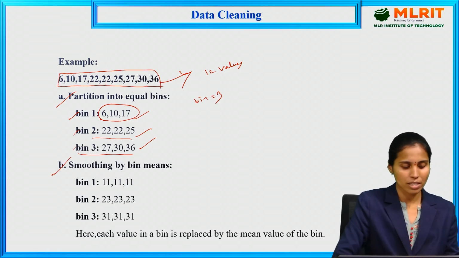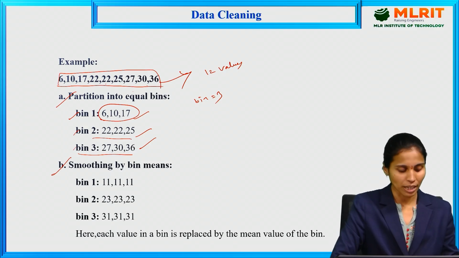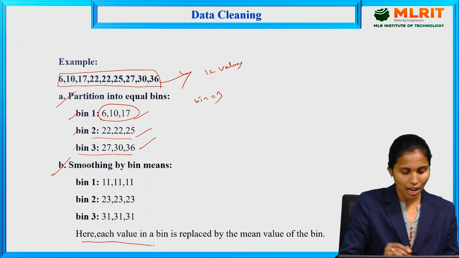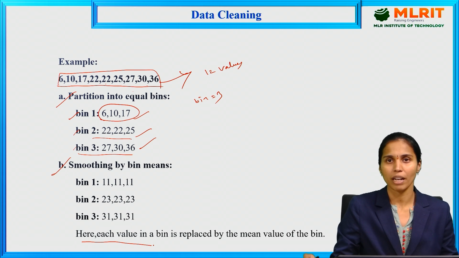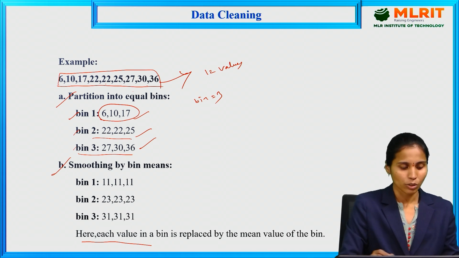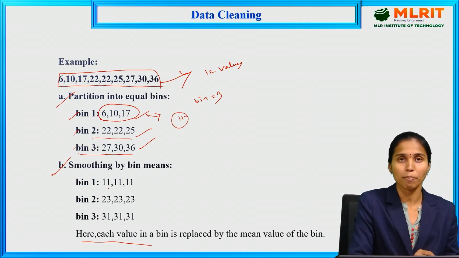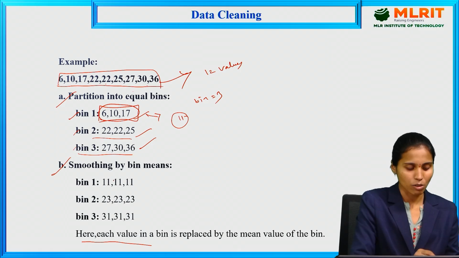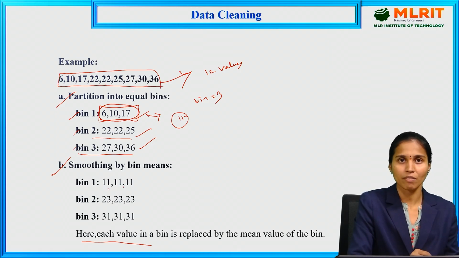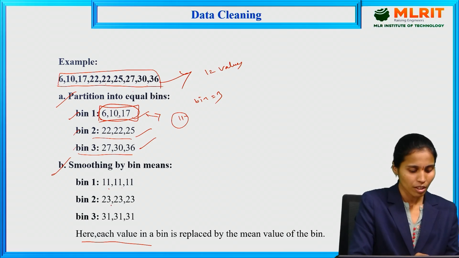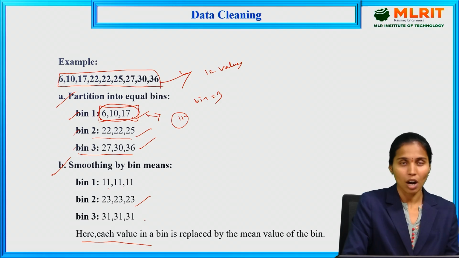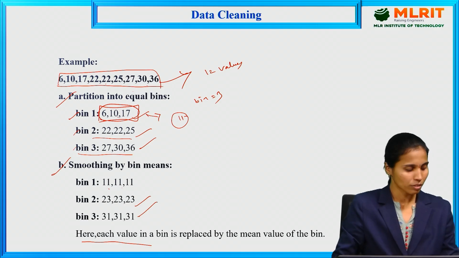The second step is smoothing by bin means. Here each value in a bin is replaced by the mean value of the bin. So the mean value of bin 1 is 11, and 11 replaces the original values. So 6 is replaced with 11, 10 is replaced with 11, and 17 is replaced with 11. The same is done for bin 2 and bin 3.